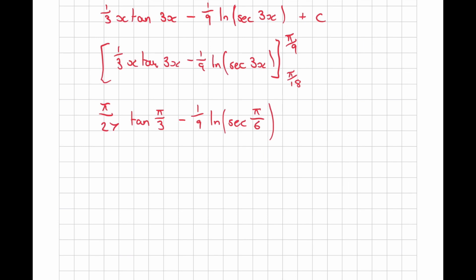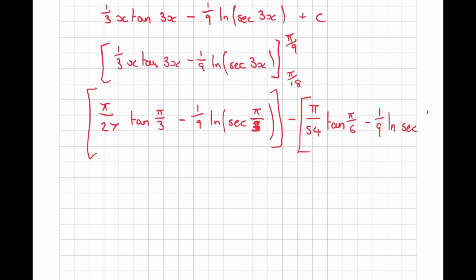No, sorry, pi over 3 still. I was putting in the wrong thing. And then that is subtract the pi over 18. So pi over 18 over 3, 36, 54. So 1/54th, pi 54th tan pi by 6 minus a ninth ln sec pi by 6.